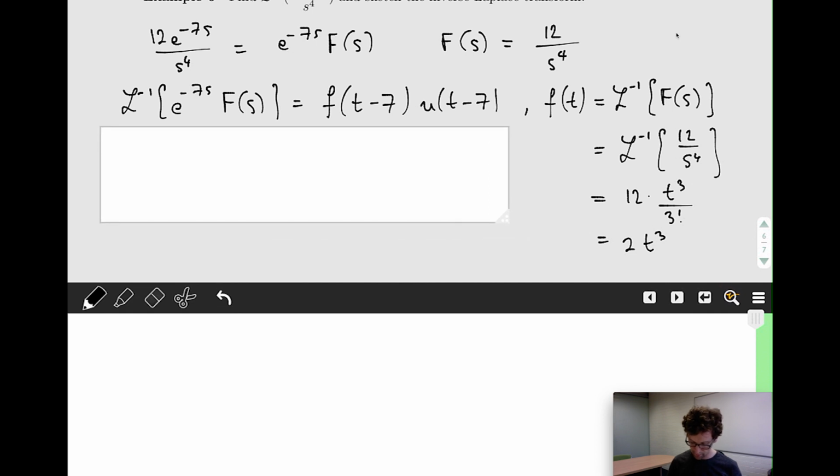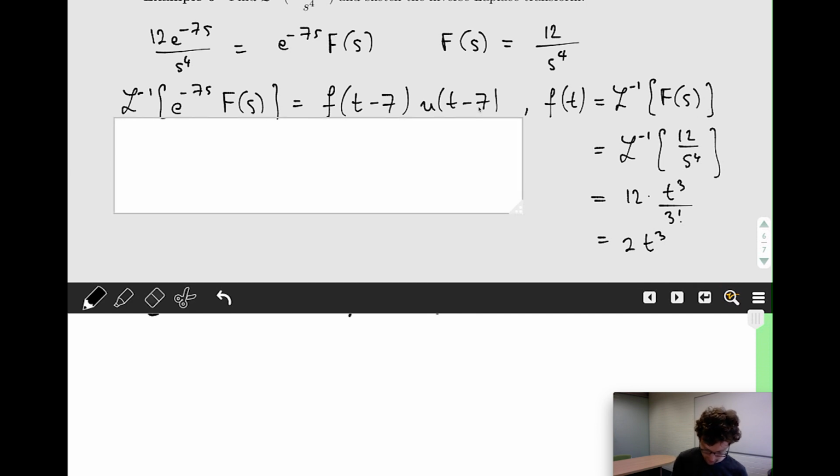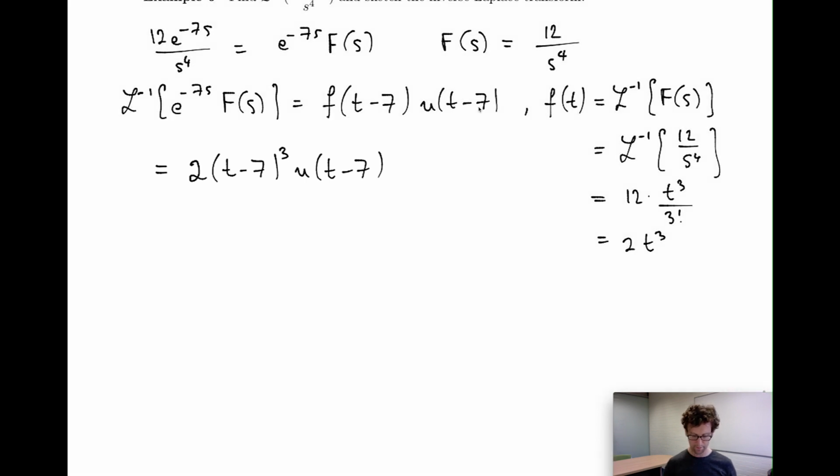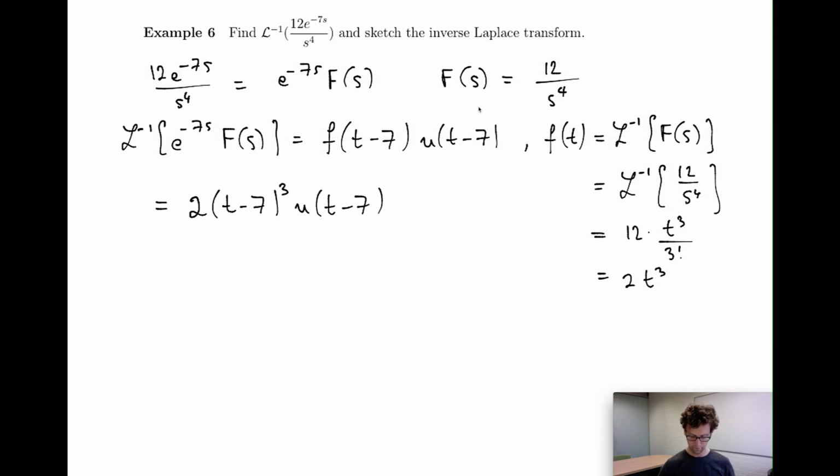Okay, so now I have my unshifted function, little f of t. I can now substitute this expression into this over here. So let's see what that looks like. I'm going to get this is equal to 2 times shift. So everywhere I see t, replace it with t minus 7 and multiply it by the cut. So there's my function using the second shifting theorem.